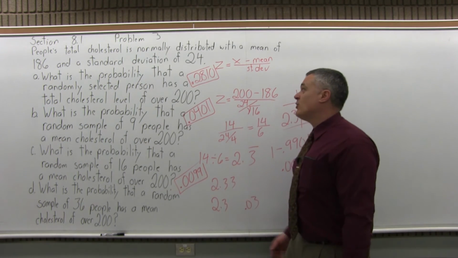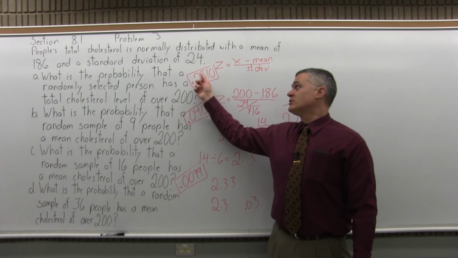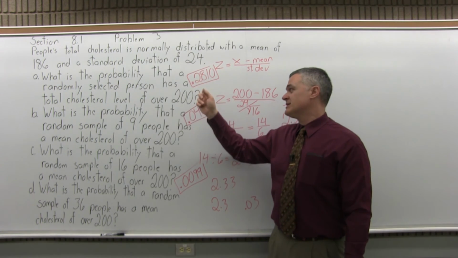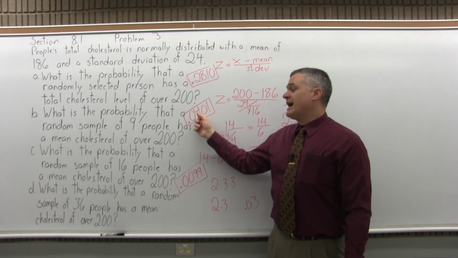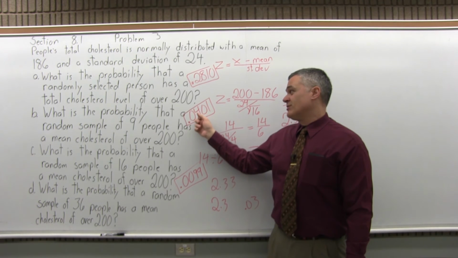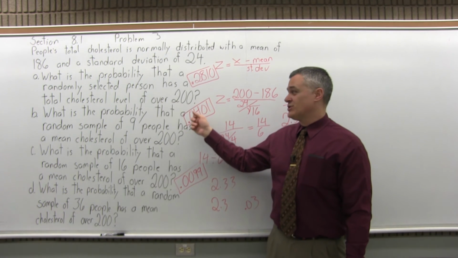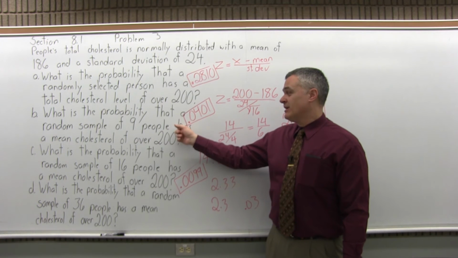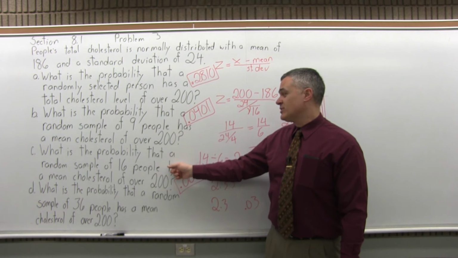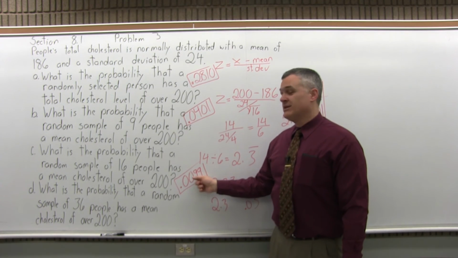So you can see any one person having a cholesterol level of over 200, 28% chance. A sample of 9 people having an average cholesterol over 200 drops down to 4%. So as you go from a 9-person sample size to a 16-person sample size, it goes from 4% to about 1%.